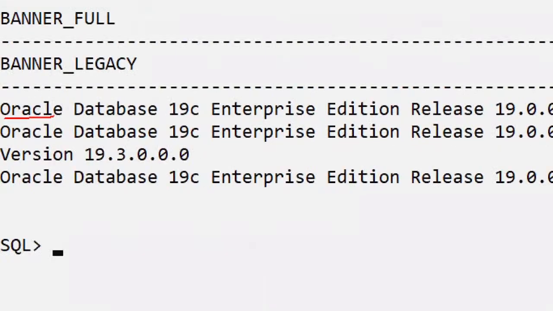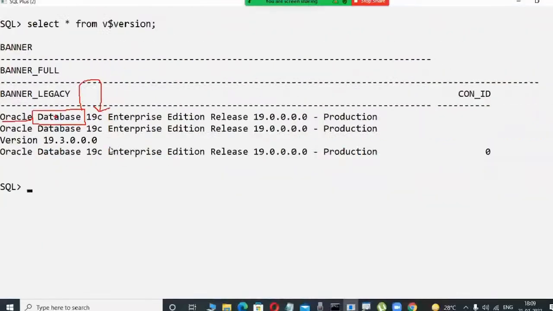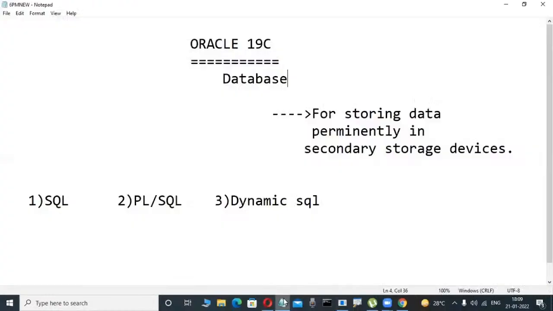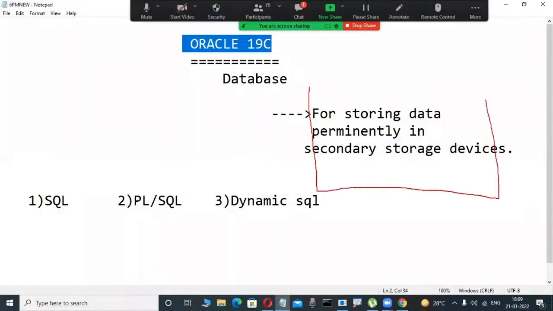Oracle is a product from Oracle Corporation. But what type of product is it? A database product. The version we are learning in our course is 19c, which is a version of this database product. What is a database? Once we install the Oracle software, some place is automatically created on the disk. In this place, we permanently store data.